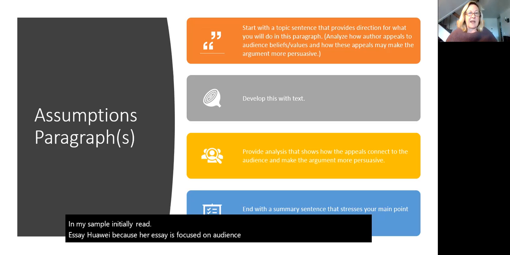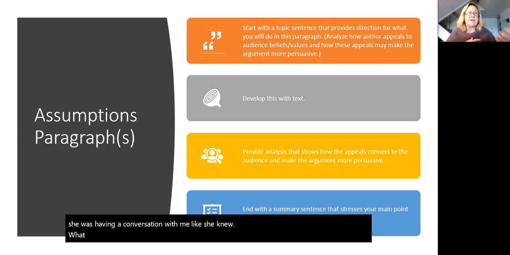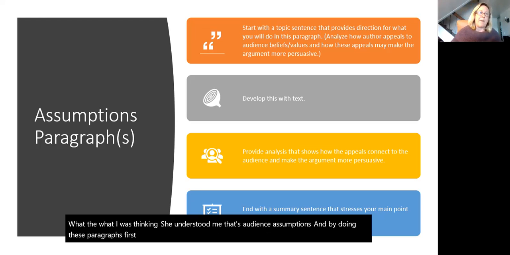Many of you said it was like she was having a conversation with me, like she knew what I was thinking. She understood me. That's audience assumptions. And by doing these paragraphs first, it allows me to refer back to those ideas as I analyze my rhetorical strategies because I'm laying a foundation for it.